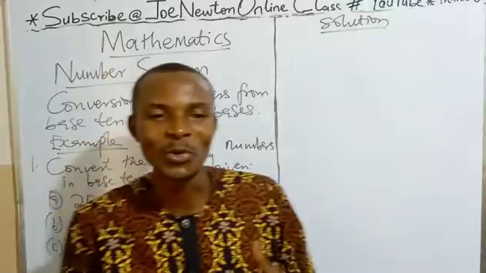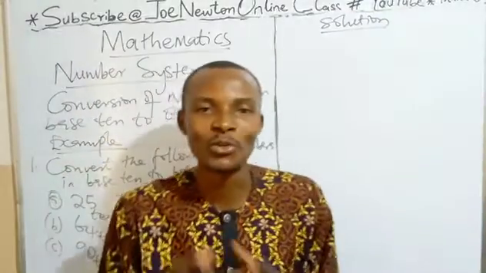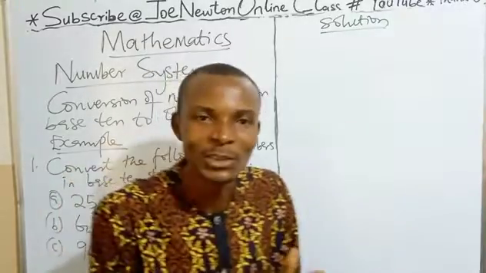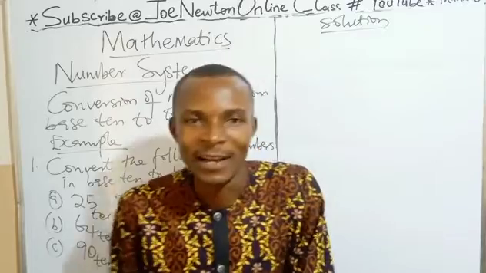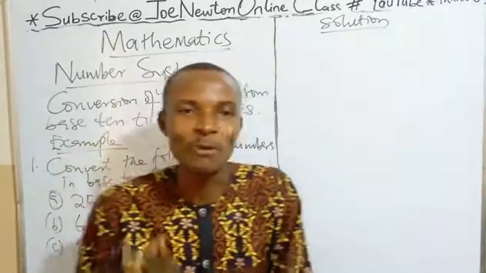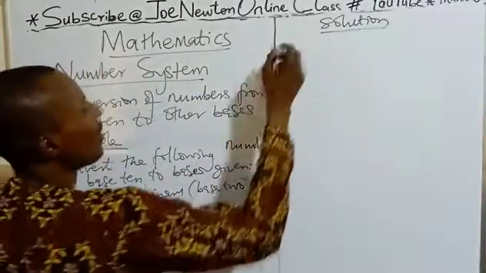The rule is that when you want to convert a number from base 10 to another base, just use that particular base required to divide the number through. As you are dividing, keep the remainder. The remainders will form the word, the base conversion. That is it.